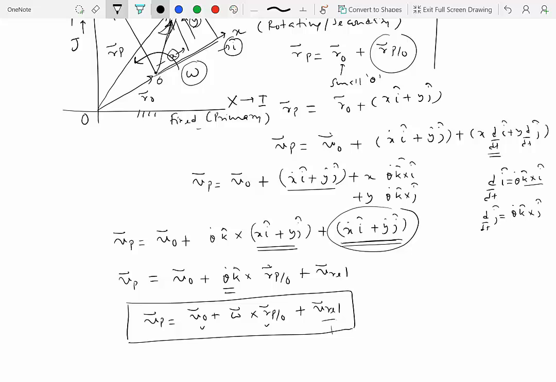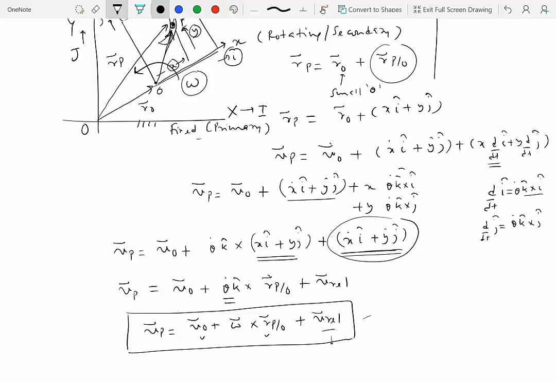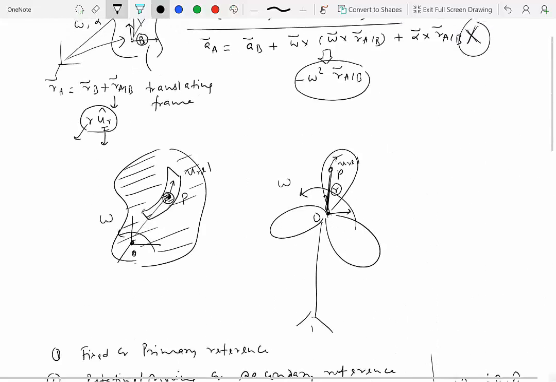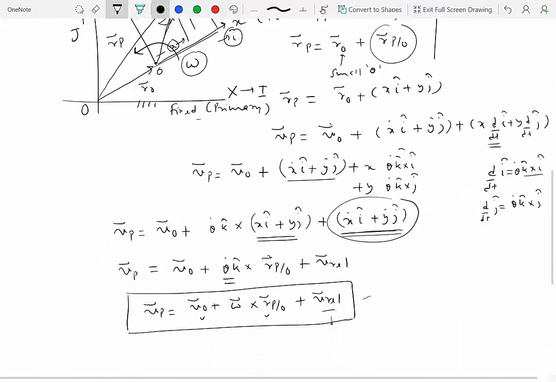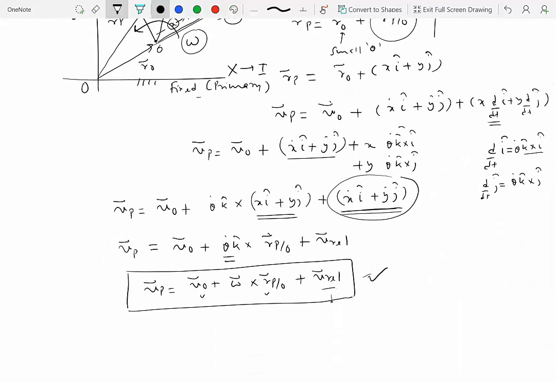And if this relative term becomes 0, then your equation reduces to the same equation that you had for the translating reference frame. So it turns out that this equation is far more general than the equation you have for a translating reference frame. It also tells you that you don't have to remember two equations to solve the problems. You can just keep this one in mind. If the distance between two points on a rotating rigid body doesn't change, then you can drop the V relative term, and this would reduce to the same equation that you had for the translating reference frame.